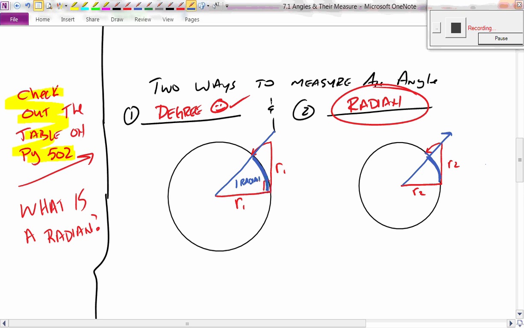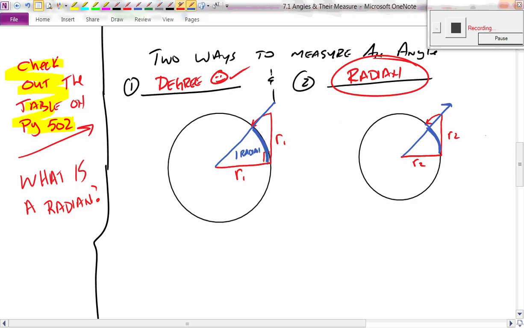So a radian has nothing to do with the radius of a circle, right? The angle is totally independent. And it doesn't seem like that should work, but it totally does. So if you think about this, here's a couple of things that we should write down.